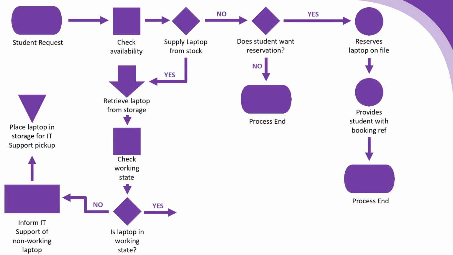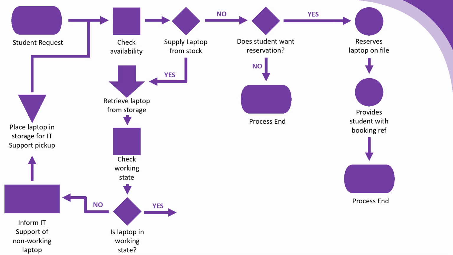Now, we're at the stage in our process where we've identified there is a laptop, we've retrieved it, it is not working, we've contacted IT support, and we've placed that non-functional laptop in storage, but we need to loop back and check if there are any more laptops which may well be available. So what we can't do is just bring the process to an end. We still have a student standing there at the desk waiting for a laptop. So we're going to connect back into the process map, and we're going to start again by checking availability.